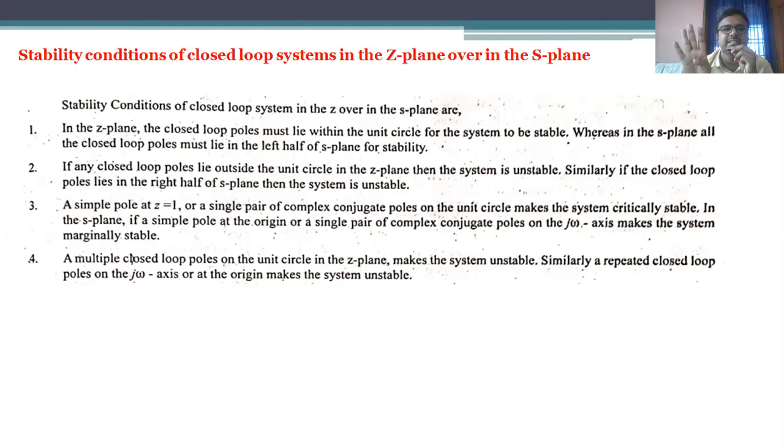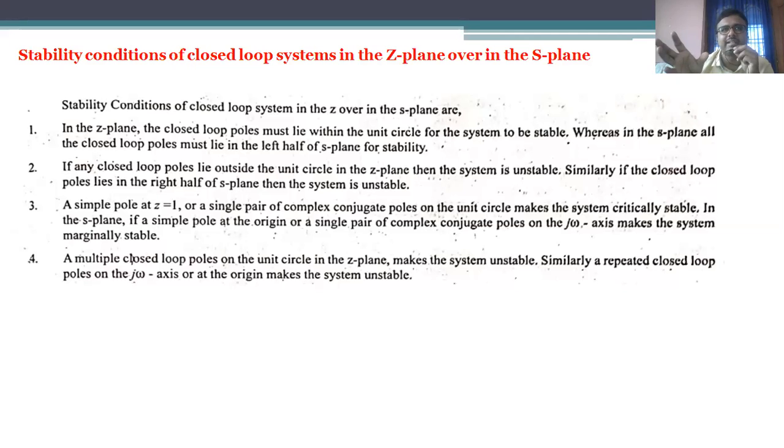That means four different stability conditions of a closed loop transfer function with respect to the z plane and S plane. Once again, I am going to explain these four conditions. The first condition is, in order to say the system is stable in the z plane, all the poles of the closed loop transfer function must lie within the unit circle. Similarly, in the S plane, all the poles of the closed loop transfer function have to be on the left hand side of the S plane. Then that particular system is called a stable system.